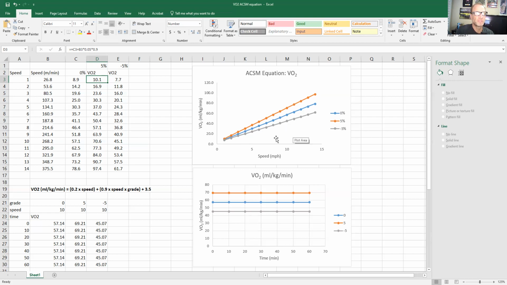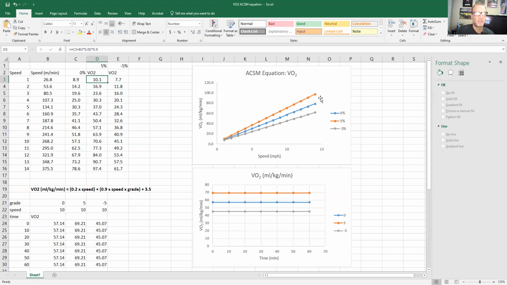A couple things to notice here. VO2 is increasing at a linear rate. The other thing to notice is the rate of increase of VO2 is dependent on which elevation I'm running up. If I'm running uphill, that VO2 is going to increase at a steeper slope. If I'm running downhill, VO2 is still going to increase, but at a lesser slope.